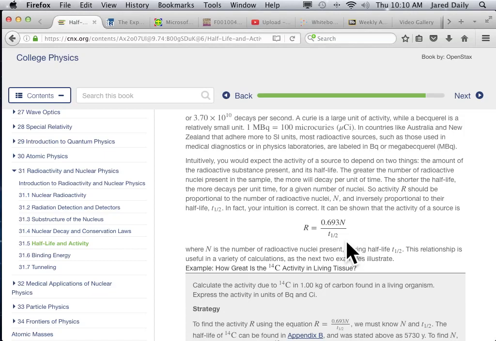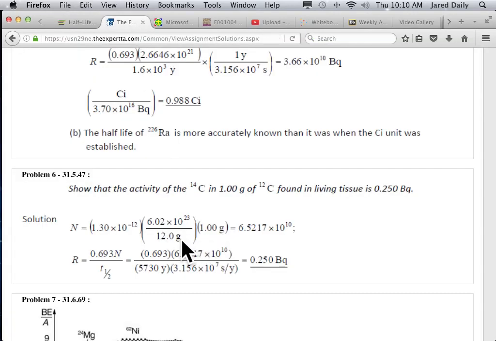We know the half-life of carbon-14 is 5,730 years. That's in the book here. So this is the equation we're going to use to calculate this in the homework. And you can see that they're doing that here. The rate is going to be 0.693 over the half-life. The half-life is 5,730 years. But they do have to convert that into seconds because seconds is the SI unit. So they convert that because 3.156 times 10 to the 7 seconds per year will give you seconds.